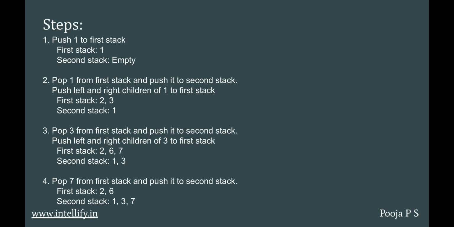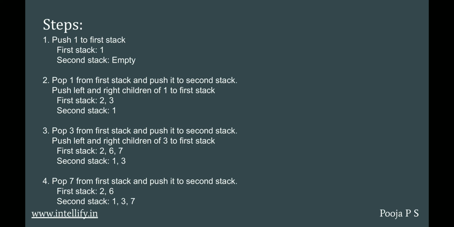So these are the steps we follow to do a post-order traversal without recursion. Here we are using two stacks. The first step is we push the root node 1 to the first stack. Now the first stack contains 1 and the second stack is still empty. In the second step we pop 1 from the first stack and push it to the second stack.